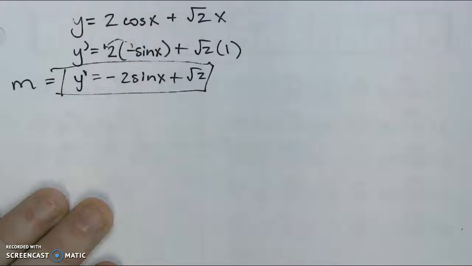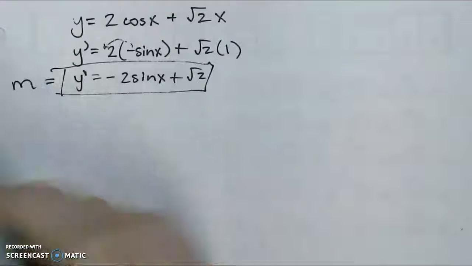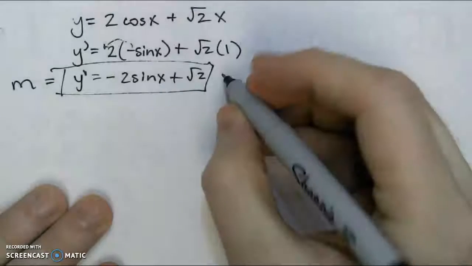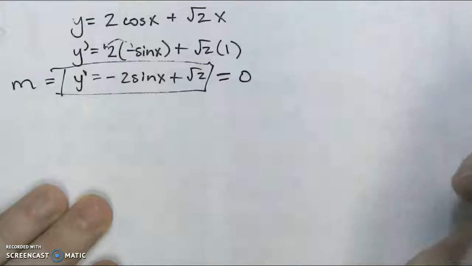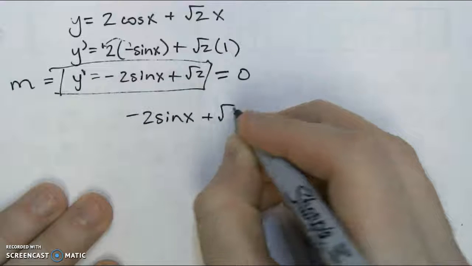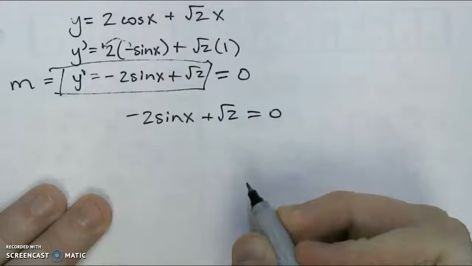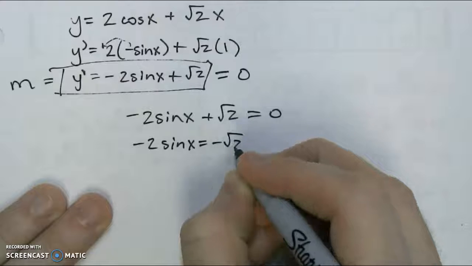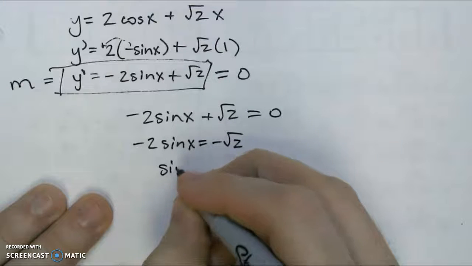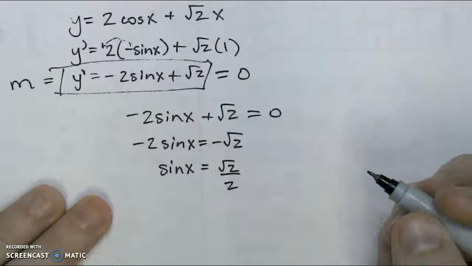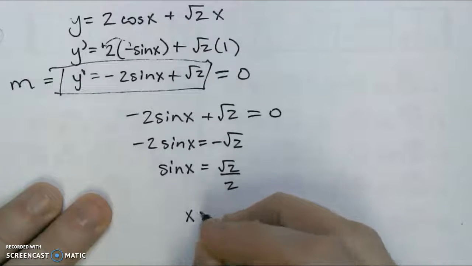More than being the derivative, this is the slope of the tangent line. They want to know where the tangent line is horizontal. So that means they want us to set this slope equal to 0. So now we're going to have to solve a trig equation like we learned last year. So we set it equal to 0, subtract radical 2 to the other side, divide by negative 2, and we get sine x equals radical 2 over 2. Do inverse sine to get x isolated.